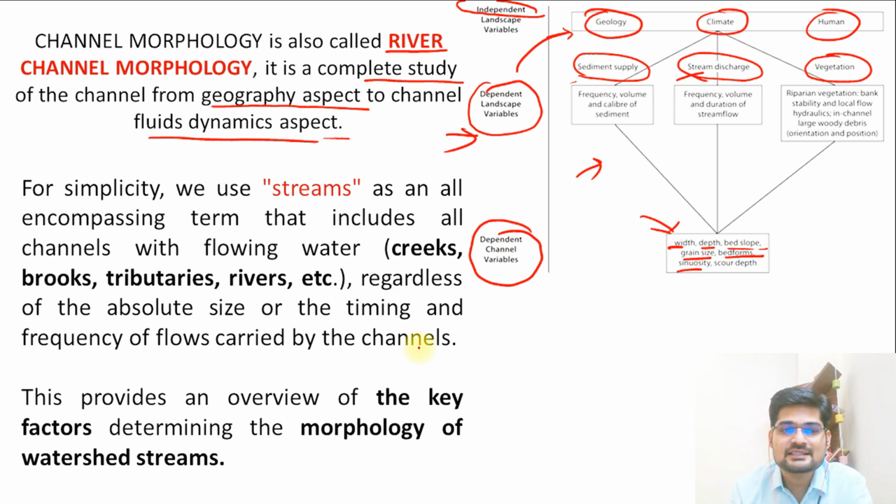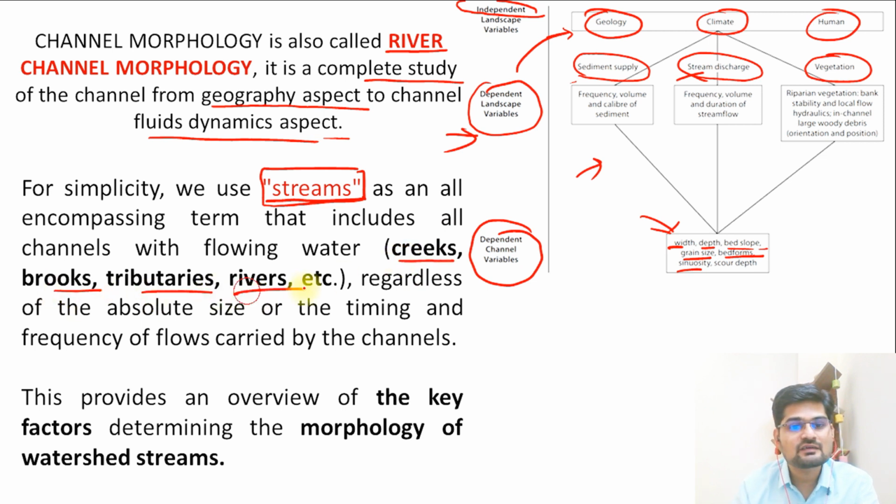For simplicity, we use the word streams. So these streams or stream morphology that we study, remember, are basically flowing water. That is what we study in the fluvial geomorphology process. For example, creeks, brooks, tributaries, river. It has several names and it also varies in scale from small scale to large scale. So that is important here.